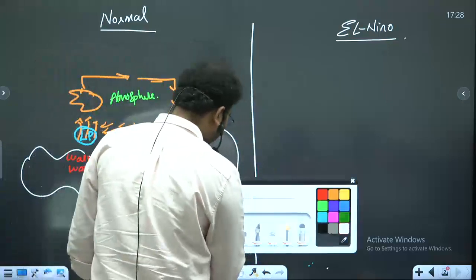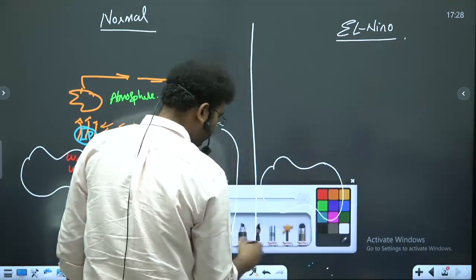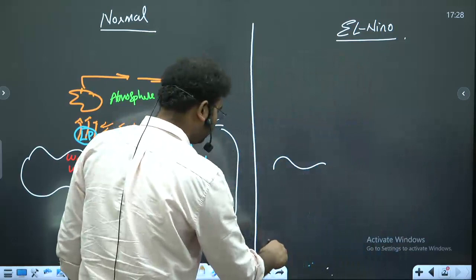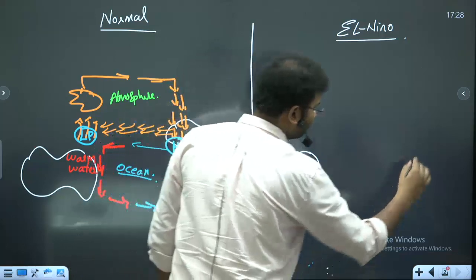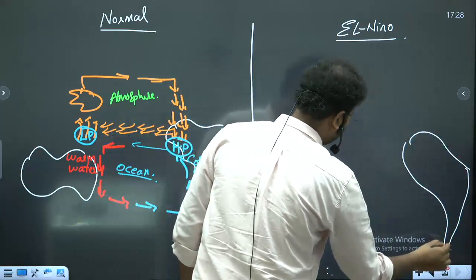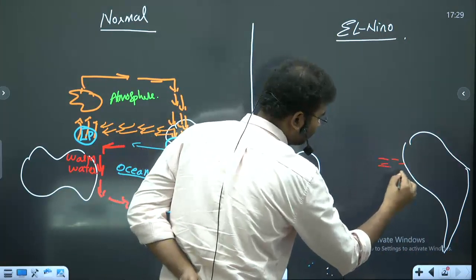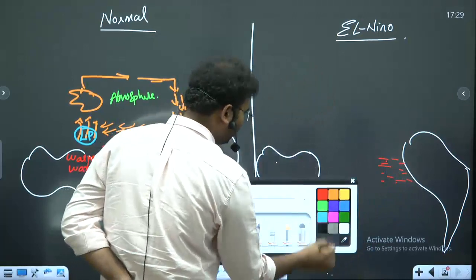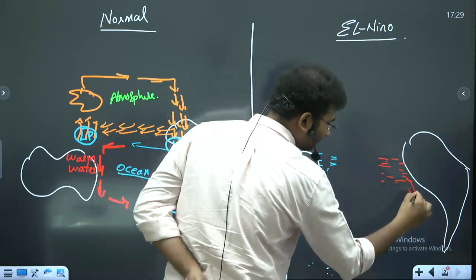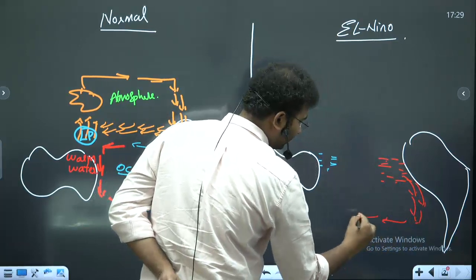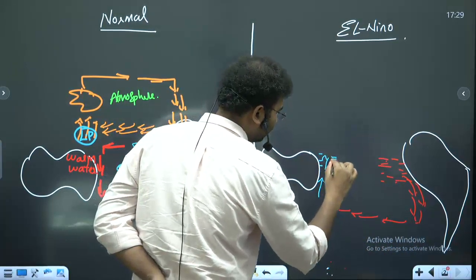That means instead of warm water around Australia, you will now have cold water. If this is your South America, see now the warm water is present here and the cold water is present here. Instead of upwelling, you will get to see the water downwelling, and this entire system changes.